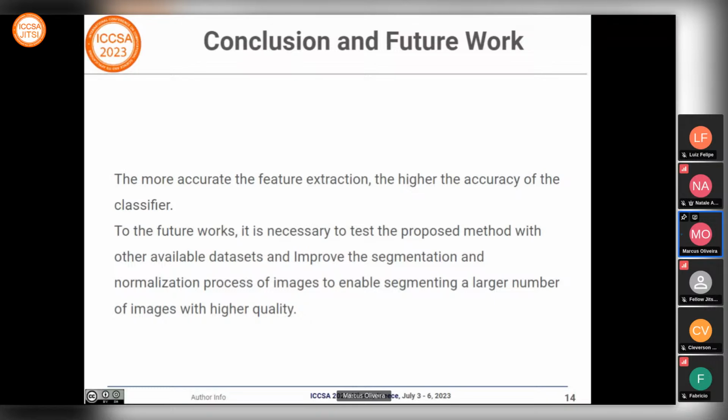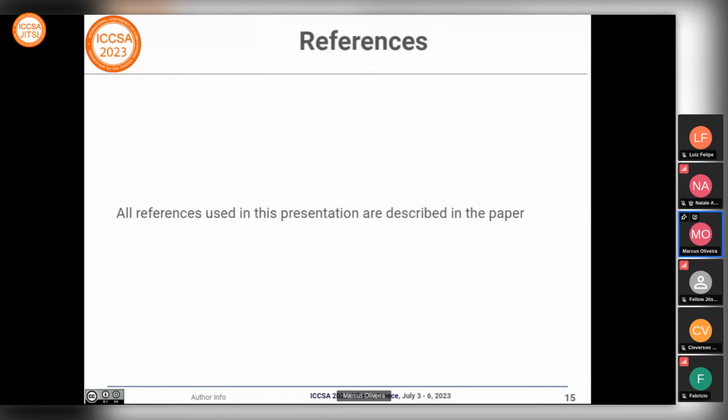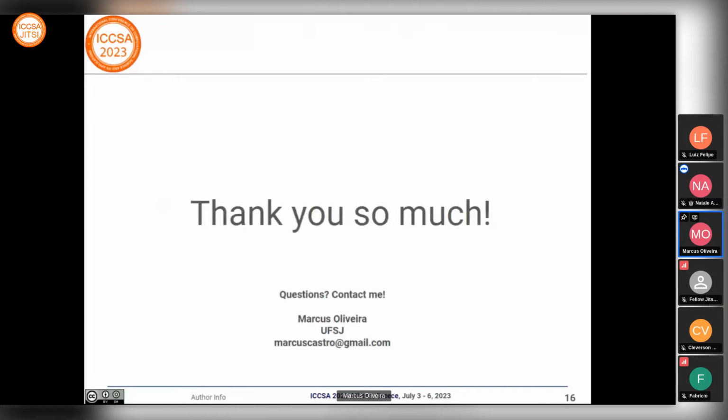For future works, it is necessary to test the proposed method with other available datasets and improve the segmentation and normalization process of images to enable segmenting a large number of images with a higher quality. References used in this presentation are described in the paper.